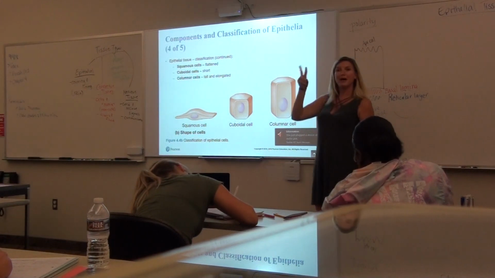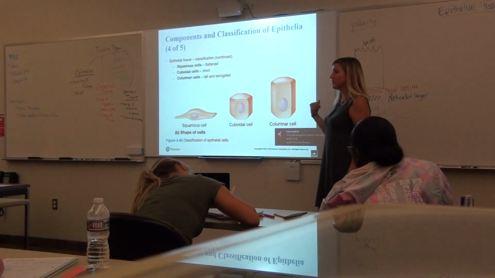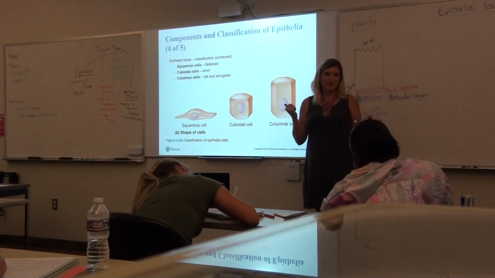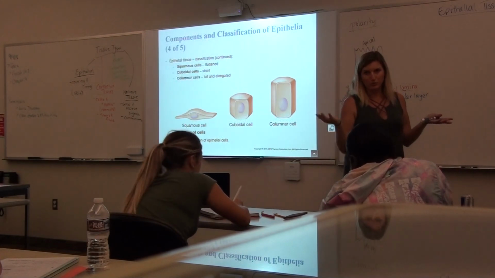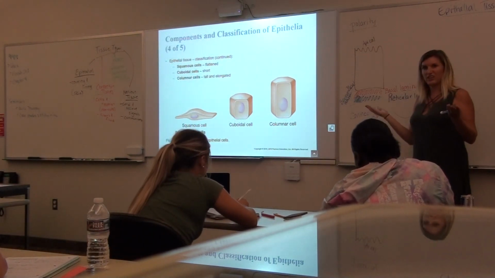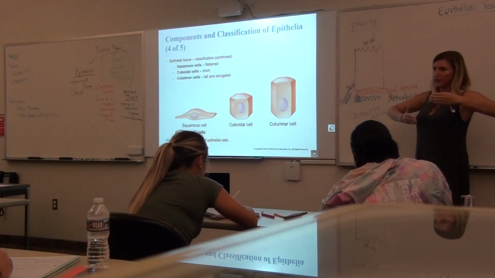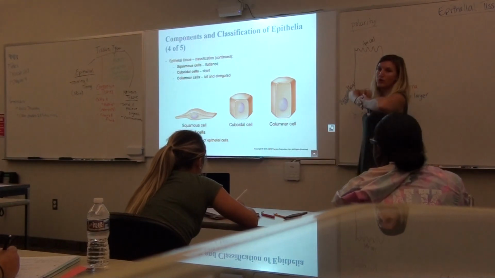So when we combine the two forms of classification, you're going to end up with cells that are called simple squamous, stratified squamous, simple cuboidal, stratified cuboidal, simple columnar, stratified columnar, right? Because we're combining the number of layers with the shape to understand what tissue it is.